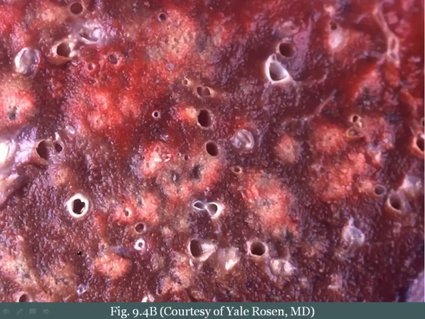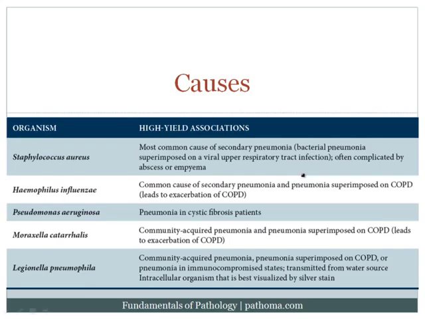Here's a gross picture of bronchopneumonia highlighting the patchiness of the process, and of course this is running along the bronchioles. So scattered along the bronchioles are these patches of inflammation. Now the key causes of bronchopneumonia include Staph aureus. Very high yield to note a few things, and I've listed them here.